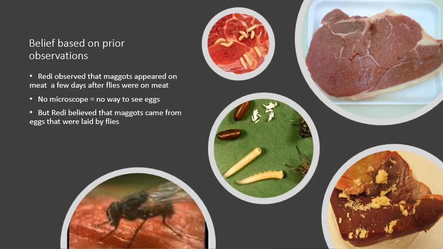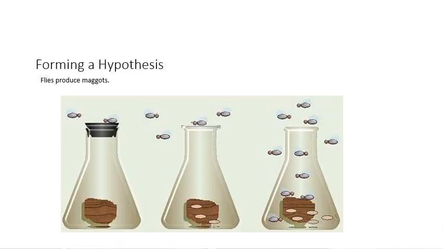So how did he figure this out? How did he, without a microscope, really identify that this was the way the world works? So he formed a hypothesis. Flies produce maggots. That is a statement about the way the world works.